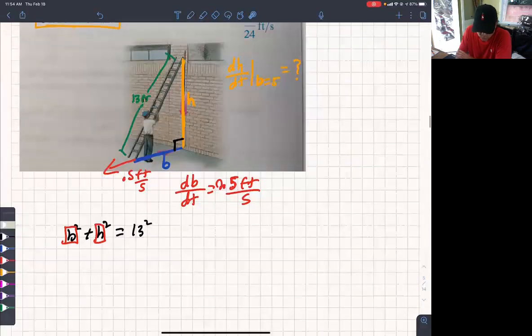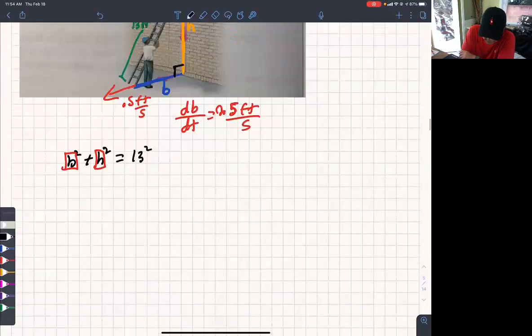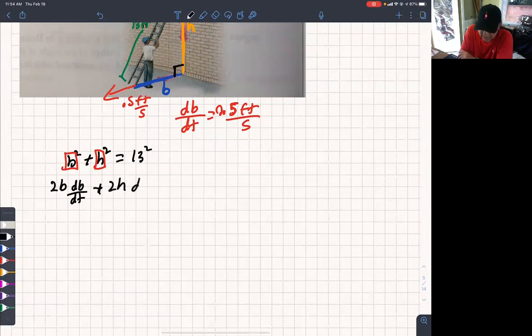Okay? So what's the derivative of box squared? 2 box times the derivative of the box. And the derivative of 13 squared is 0 because it's a constant. I will divide everything by 2 and get rid of these because I'm dividing by 2. And 0 divided by 2 is 0. So now we have this equation.